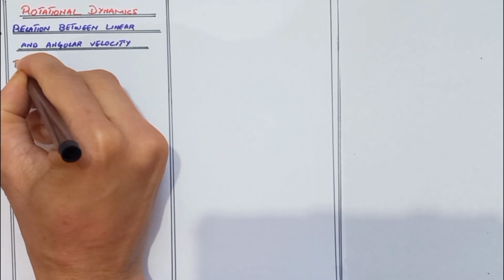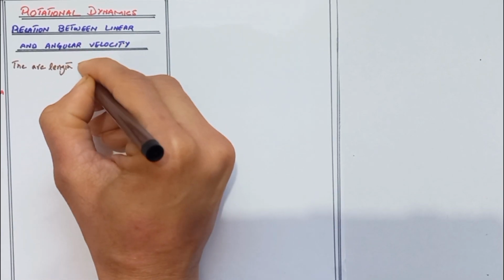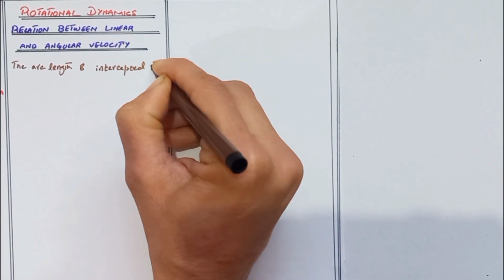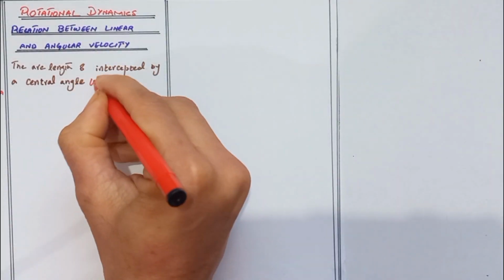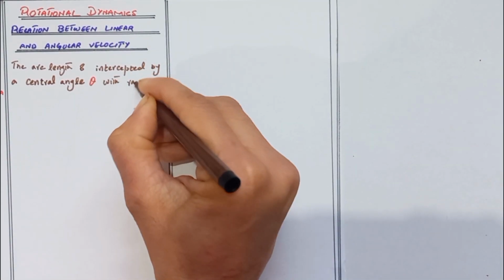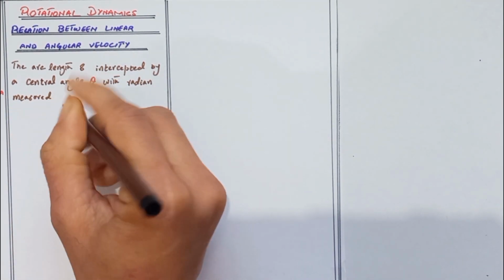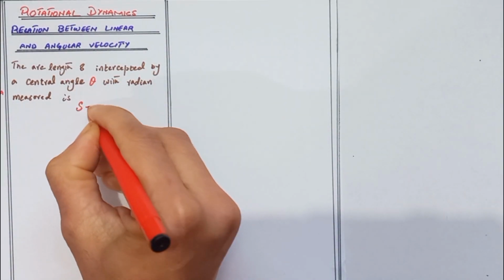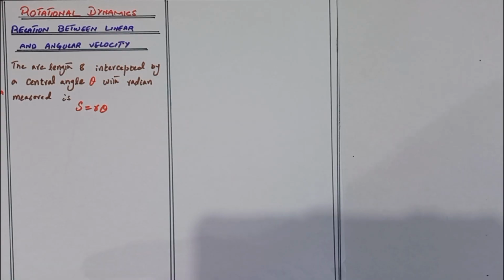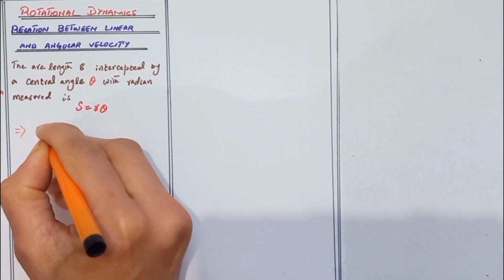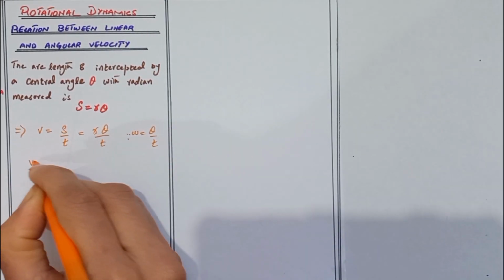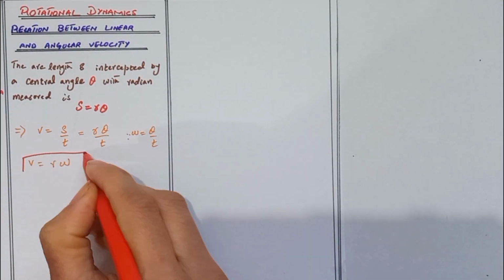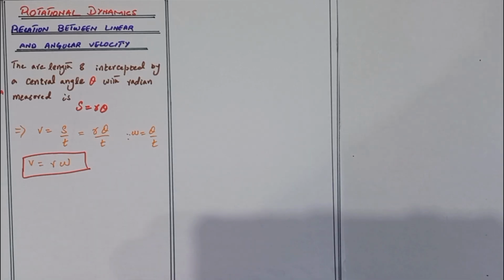The arc length s intercepted by a central angle theta, with radian measure, is s is equal to r theta. We know that v is equal to s by t, so v is equal to r theta over t, that is equal to r omega. So v is equal to r omega. This is the relation between linear velocity and angular velocity.